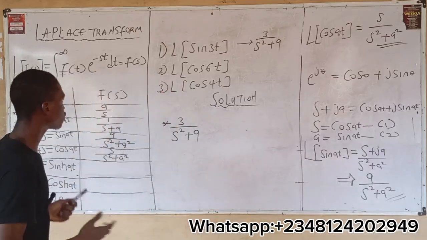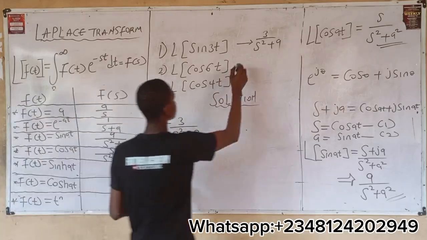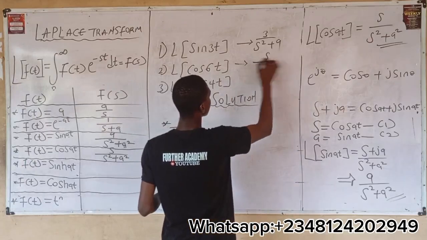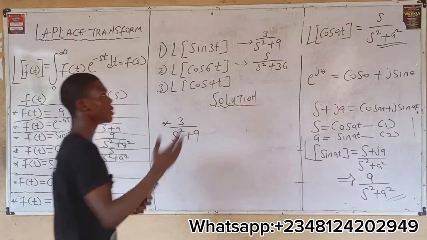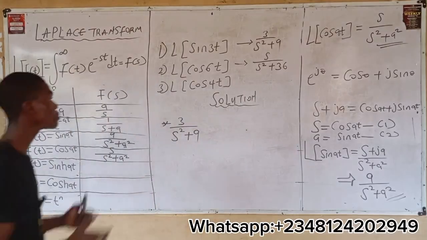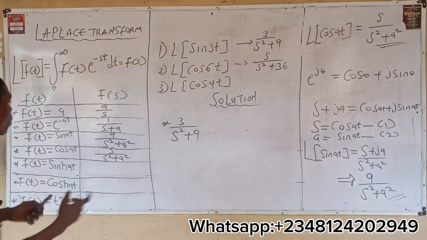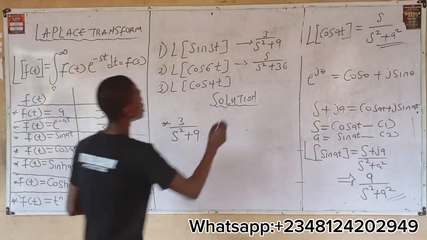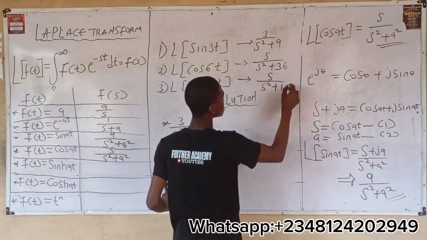That's it. Now, next up, we are having the Laplace transform of cos 6t. Similarly, doing comparison, identify what is your a. Your a in this case is 6. The Laplace transform becomes s all divided by s squared plus 36. 6 squared, meaning 6 times 6, you have 36, right? The next one, the Laplace transform of cos 4t. Identify what is your a. Same idea. It becomes s over s squared plus 16.